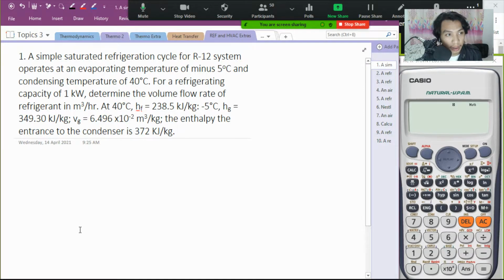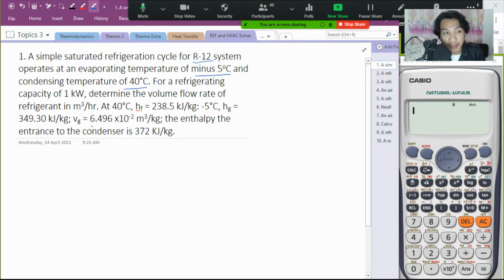Problem number 1. A simple saturated refrigeration cycle for R12 system, okay? Ini-specify naman kung anong system 'yan. Operates at an evaporating temperature of minus 5 degrees Celsius and condensing temperature of 40 degrees Celsius. Now, kapag given yung graph or given yung tables, all you have to do is have it on tables and then superheated, hanapin nyo dun sa graph. Ngayon, dito ibinigay na niya yung lahat ng values na kailangan mo.